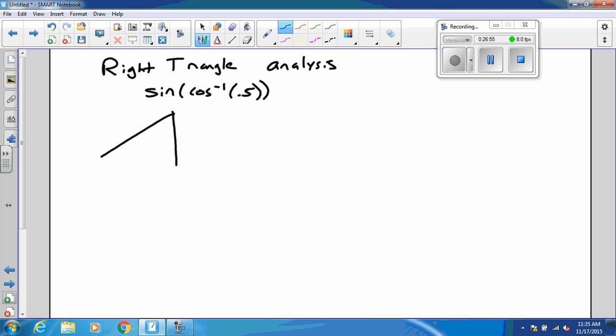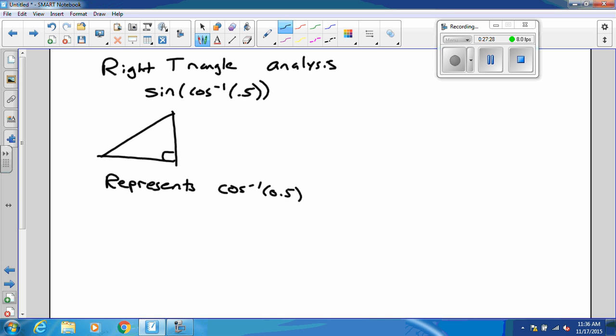So, the way that we're going to do this, rather than try to do some fancy algebra with it or memorize a formula, is we're going to think of it in terms of a right triangle. We're going to draw ourselves a right triangle that represents the inverse cosine of 0.5, and once we have drawn that right triangle, we're going to find the sine of the angle that goes there.